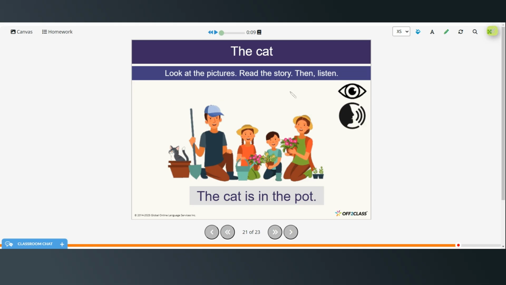So we're going to look at the picture and then read the story. And then we'll listen.